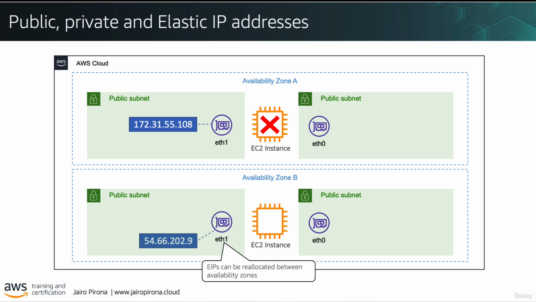But remember, the elastic network interfaces can't do that. They are within an availability zone. Therefore, you can reassign them to a different subnet in the same AZ or a different instance in the same subnet, but you cannot reassign them between availability zones.